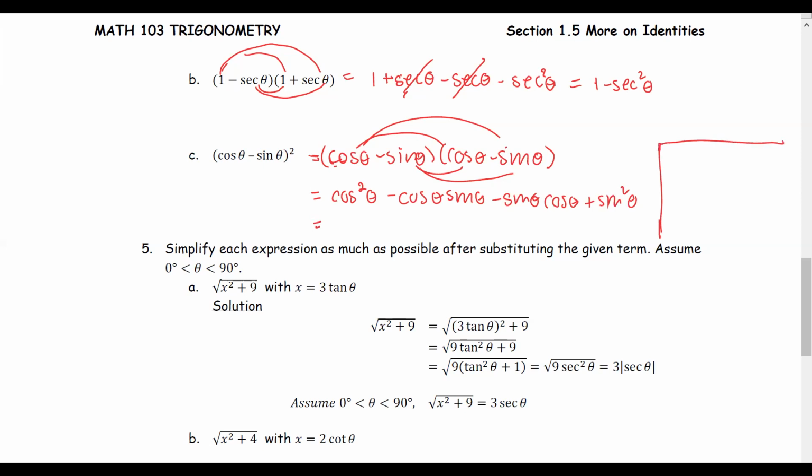Recall the Pythagorean identities. Cosine squared theta plus sine squared theta equals 1. The cosine squared theta plus sine squared theta here gives you 1. And the middle two terms, they are like terms. Combine the coefficients, and it becomes negative 2 cosine theta times sine theta.